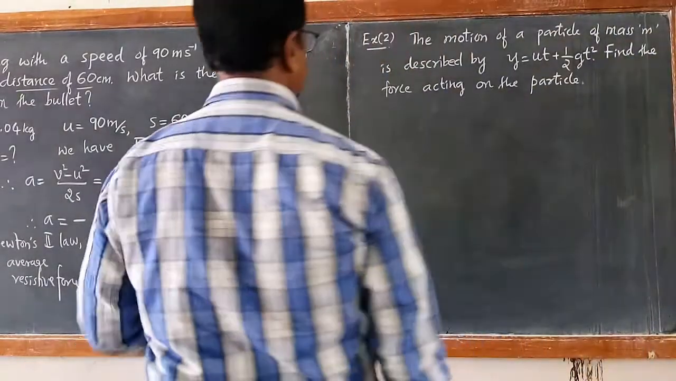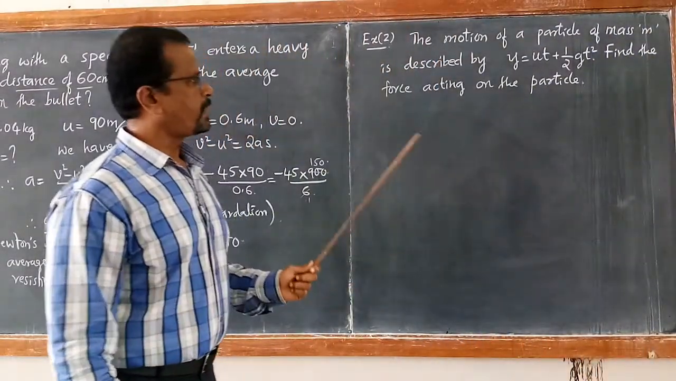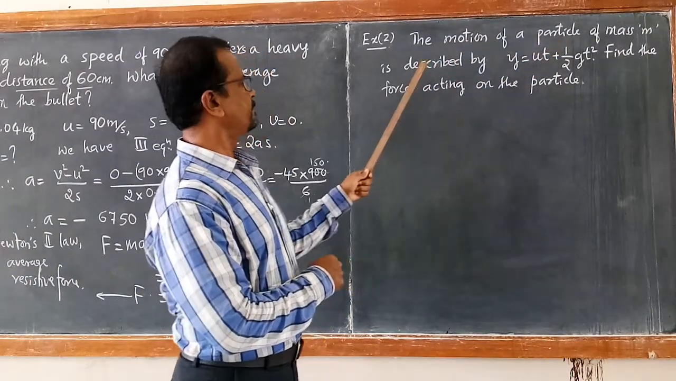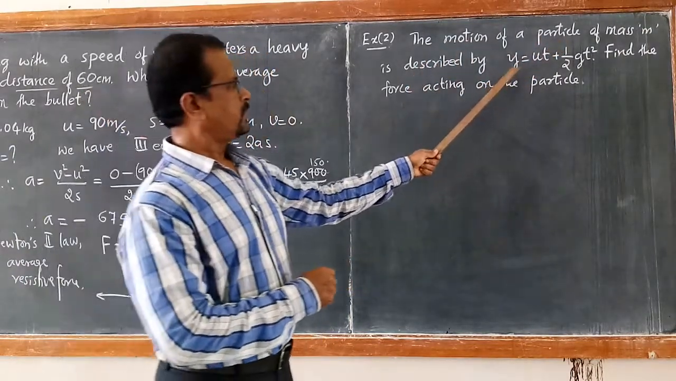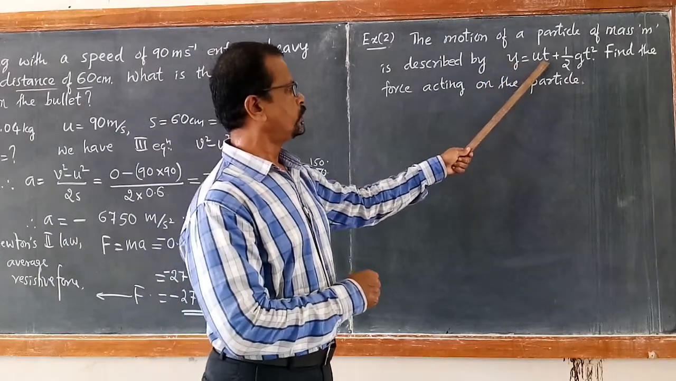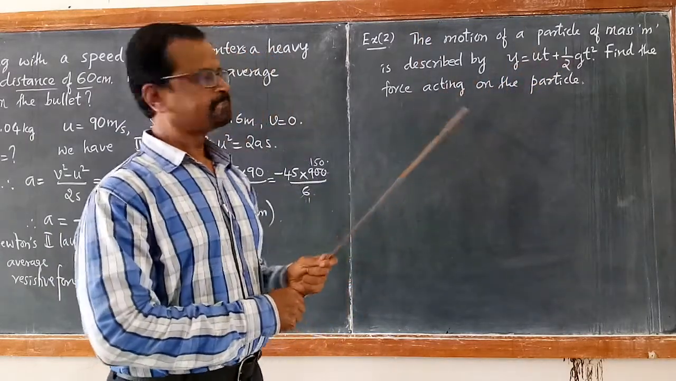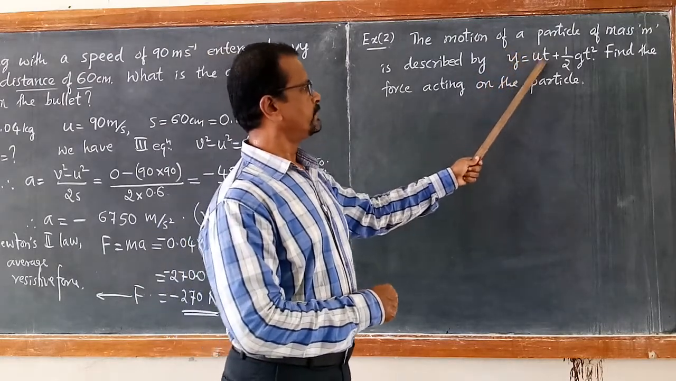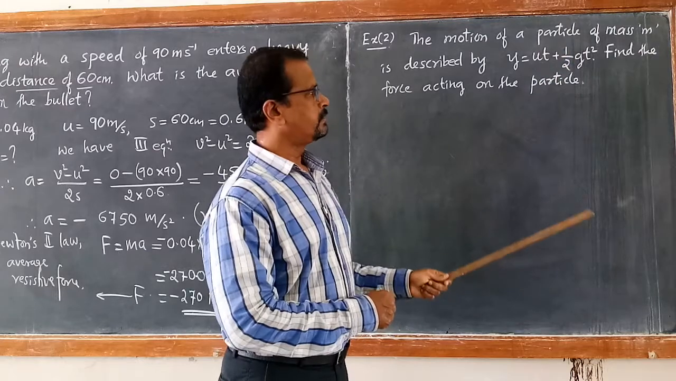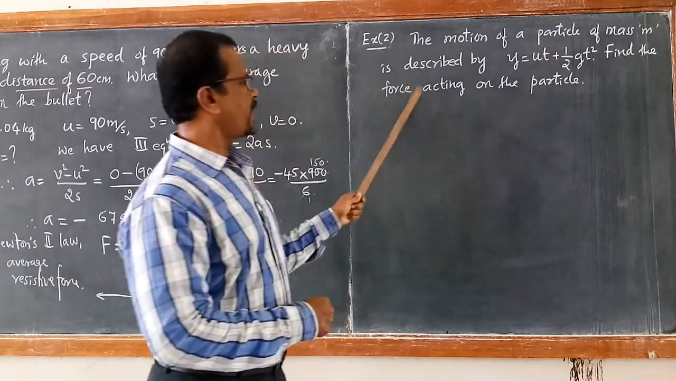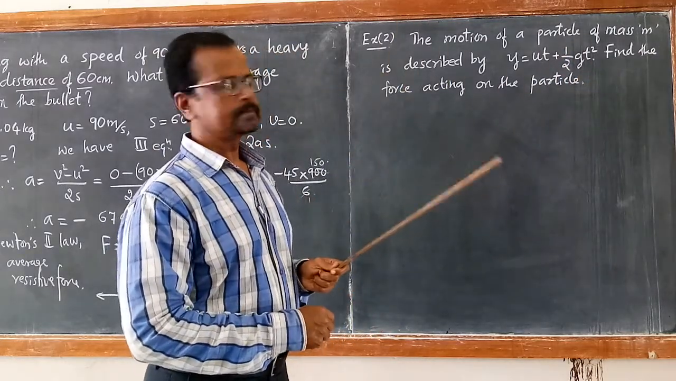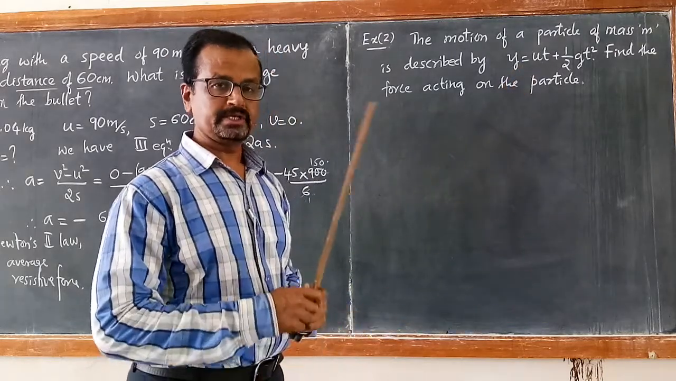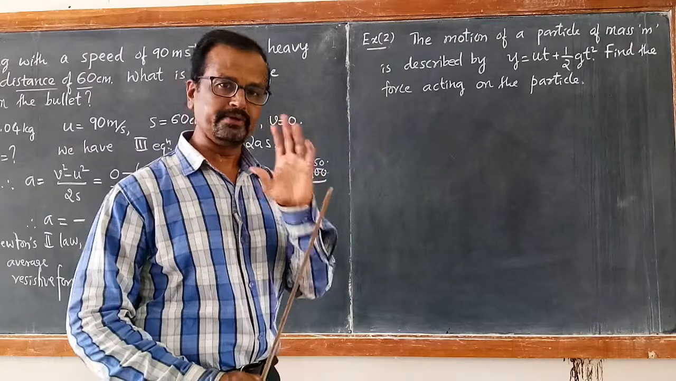The second problem is like this. The motion of a particle of mass m is described by displacement y is equal to ut plus half gt square. Is it not the second equation? y is equal to ut plus half gt square. Find the force acting on the particle. Here it is again the second equation, which describes the acceleration to be uniform.